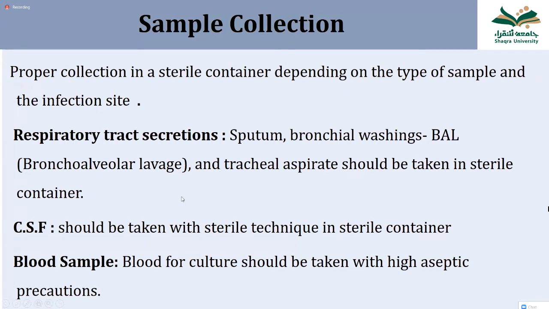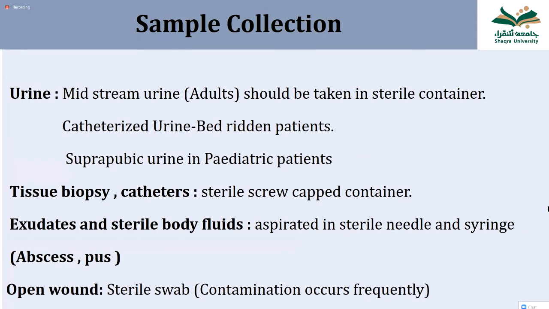And if the infection is in the bloodstream, for example, septicemia, the sample to be collected in that case is a blood sample. We take the blood with the help of needle and syringe and we culture the blood. In case of urinary tract infection, we collect the urine. And similarly, we can also collect tissue, biopsy, catheters, exudates, and wound swab, etc.